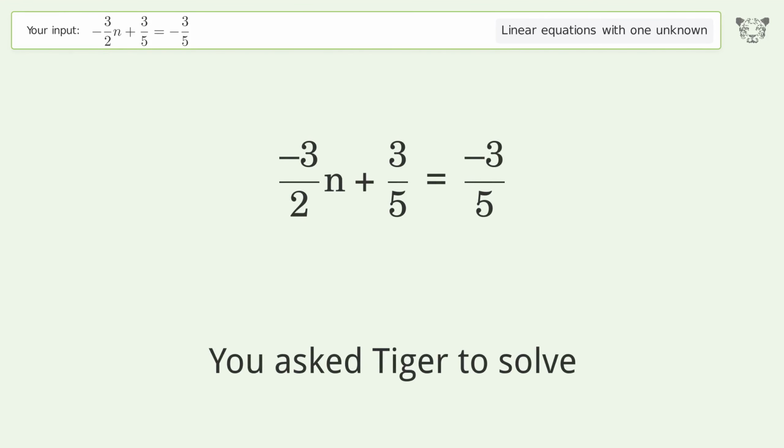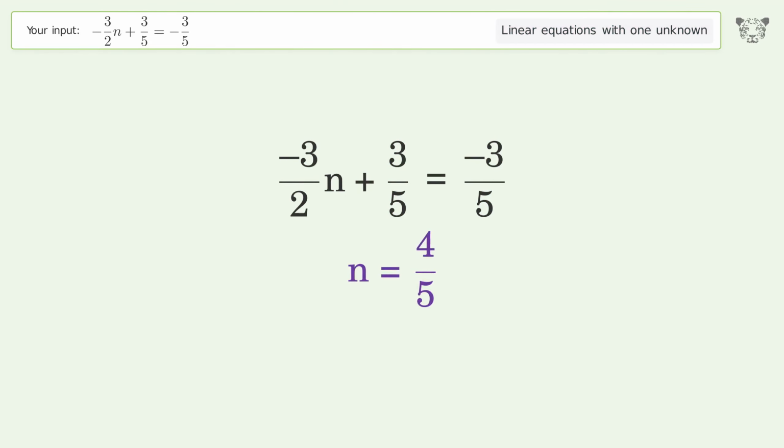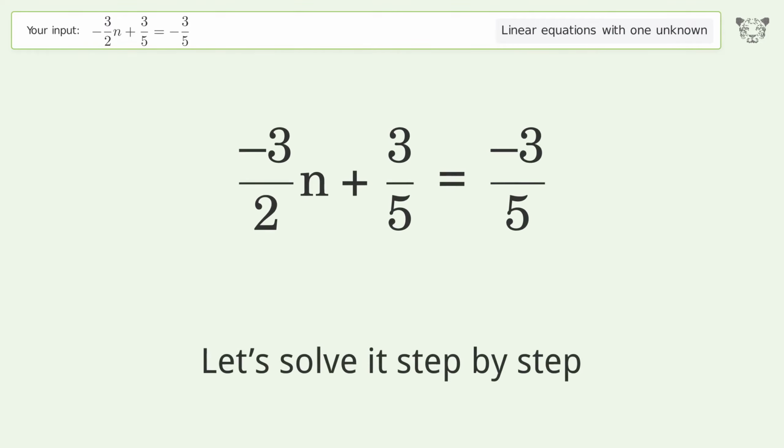You ask Tiger to solve. This deals with linear equations with one unknown. The final result is n equals 4/5. Let's solve it step by step.